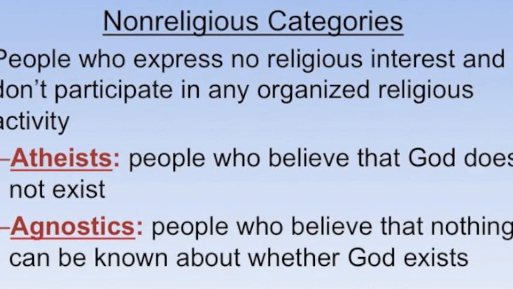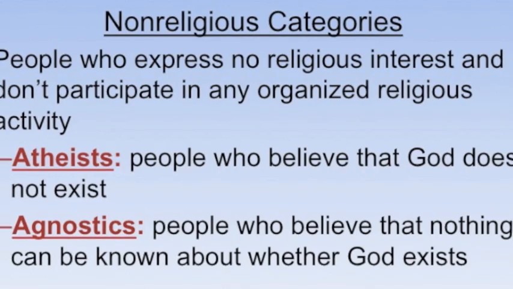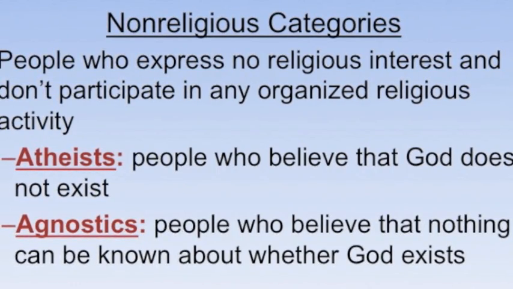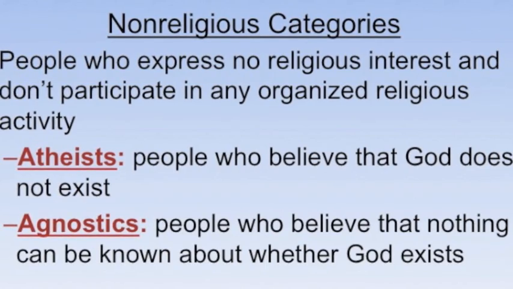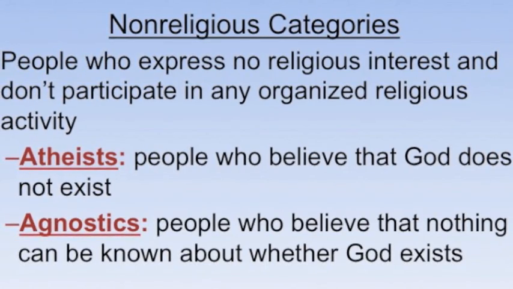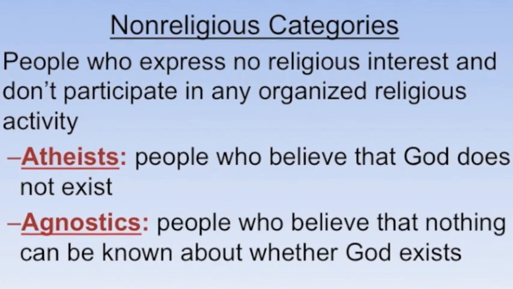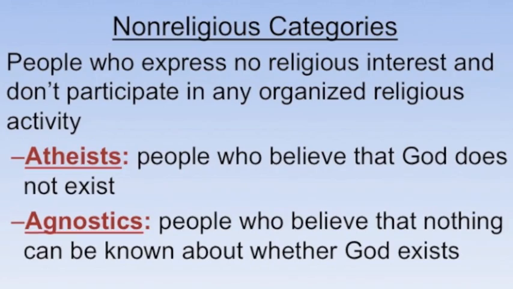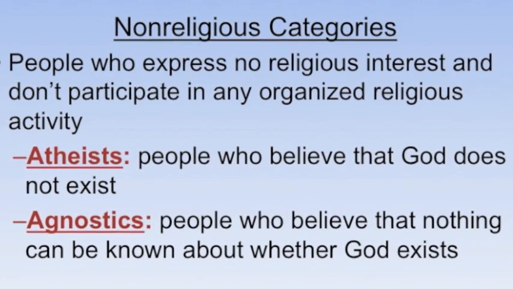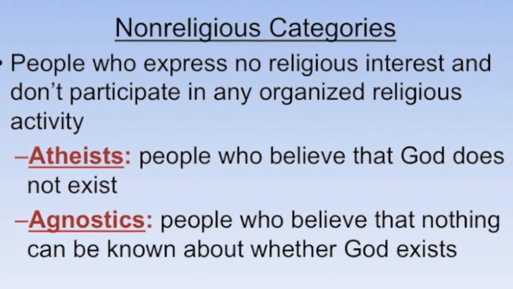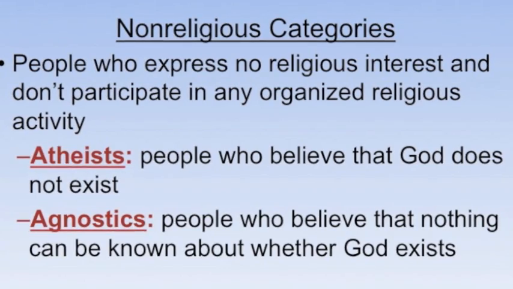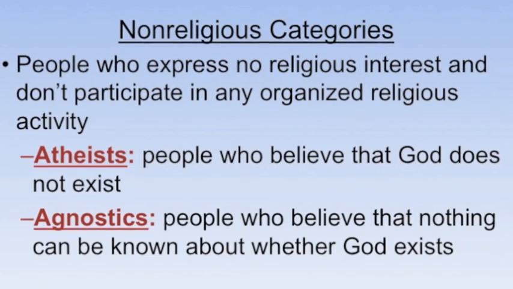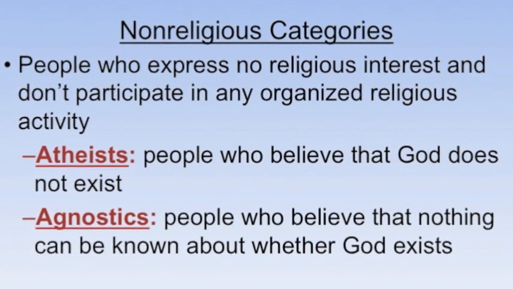So when we look at the religious categories, we also have to look at the non-religious categories. And these are people who express no religious interests and don't participate in any organized religious activity. The 2 groups of people that you've got are your atheists. These are people that don't believe that God exists at all. They don't believe in anything out there that is greater than themselves. And then you've got the agnostics, and these are people who believe that nothing can be known about whether God exists. So these are people that think that there may be something out there that's bigger than themselves, but they're not entirely sure what it is, and they won't classify him as God or not.